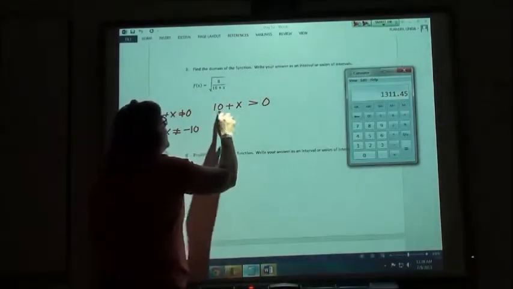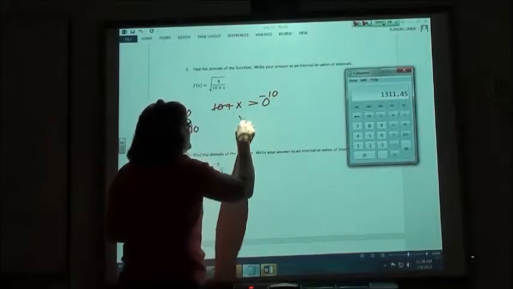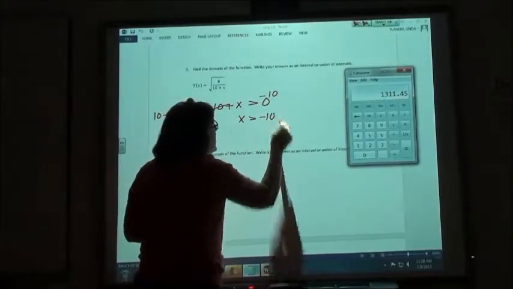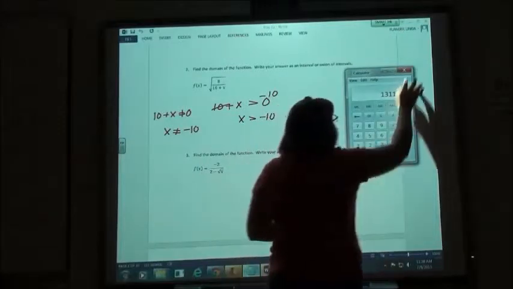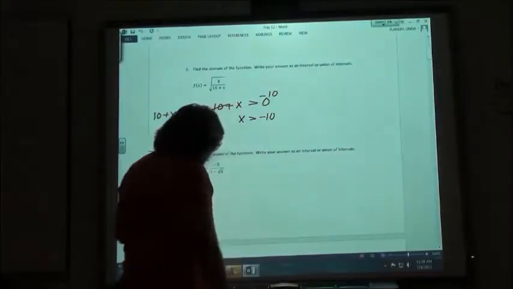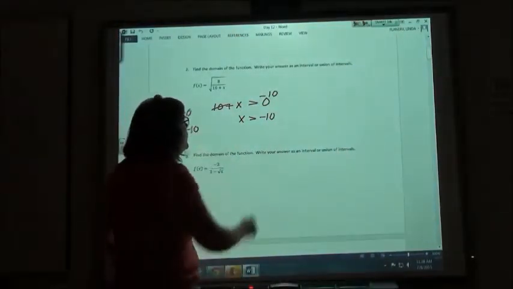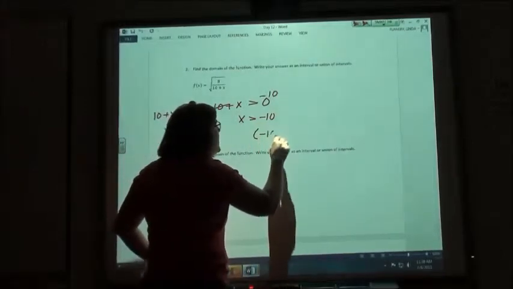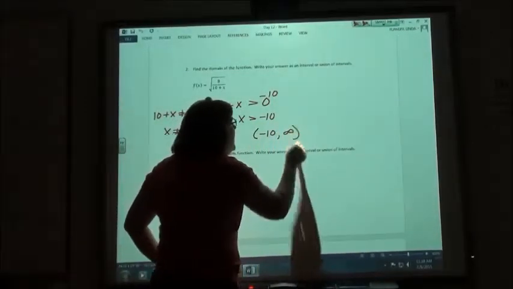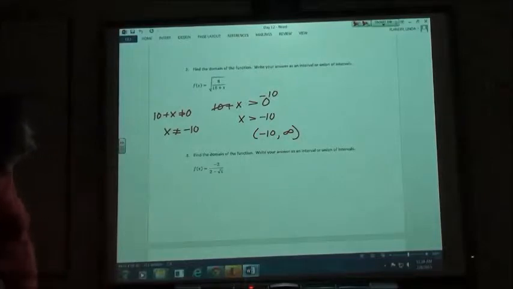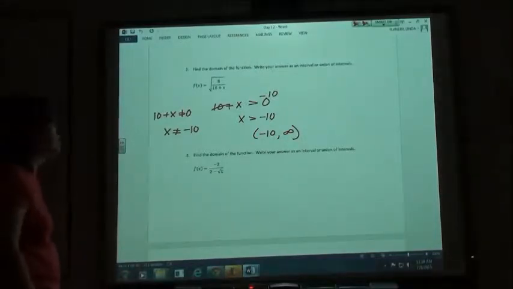And so I'm going to move my 10 to the other side. X is going to be greater than negative 10. I don't know why I got the calculator up there, but it came up there. And so in interval notation, I'm not including the negative 10. I can use anything greater than that, so from negative 10 to infinity would be my answer.